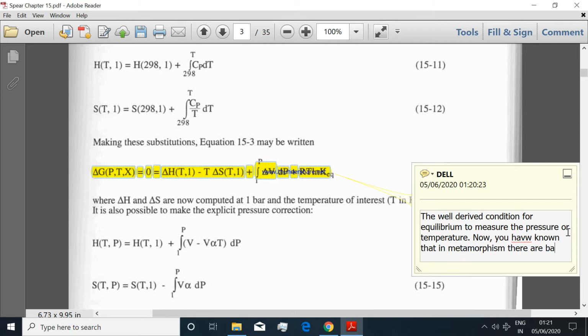Now, you have known that in metamorphism there are basically two types of reactions. One is ion exchange, and the second is net transfer. The ion exchange reaction involves solid solution, where there is a change of equivalent charge or equivalent radius, and ions substitute for each other, while in the net transfer reaction there will be substitution.